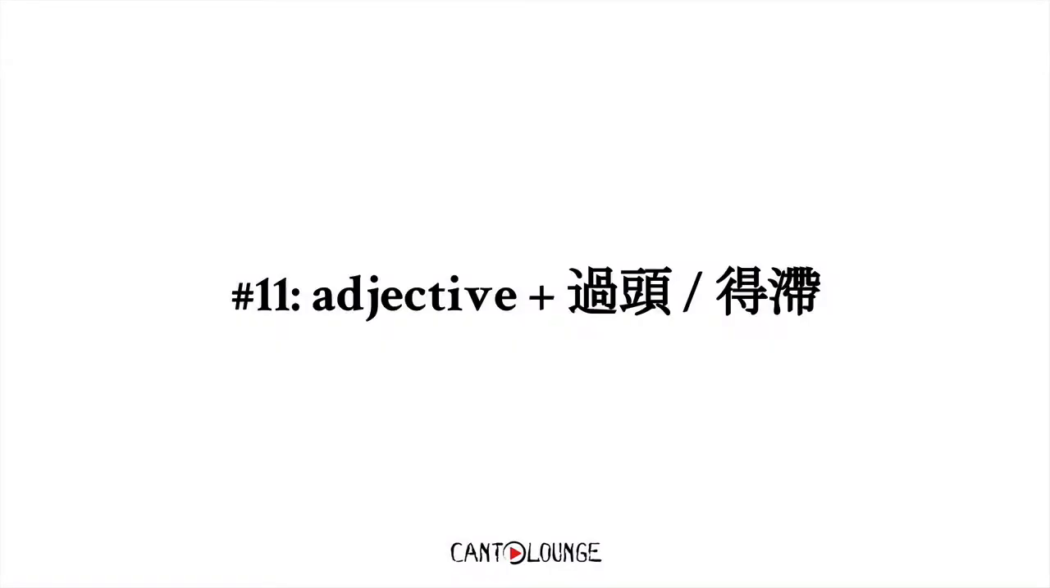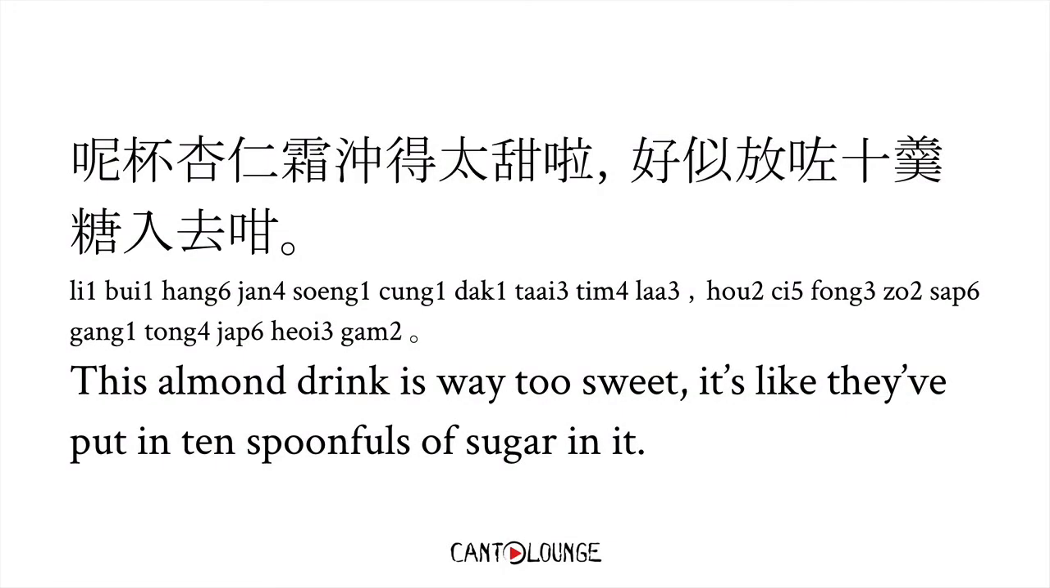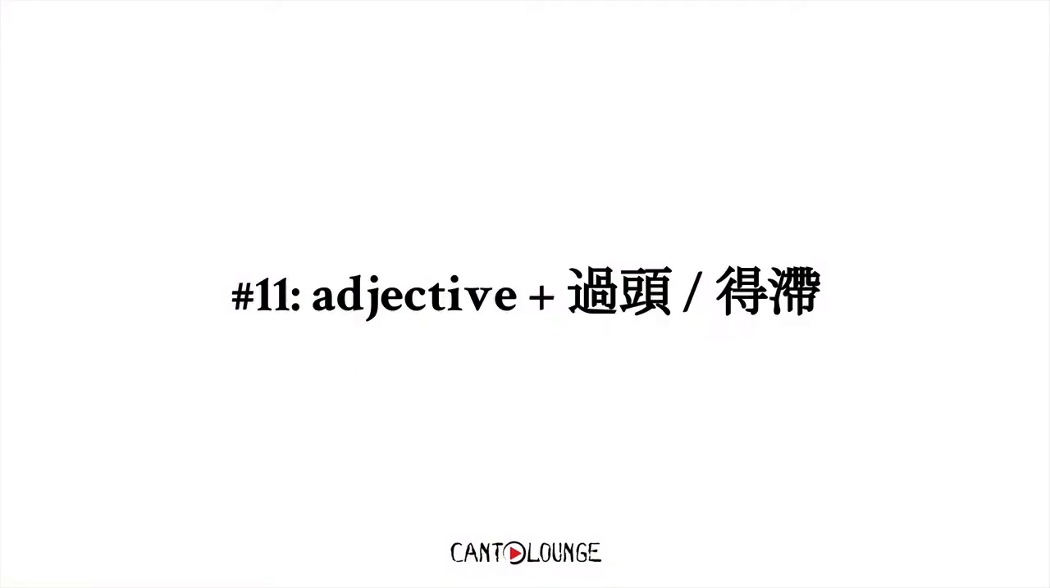Moving on. Pattern number 11, adjective plus 過頭 or 得滯. Oh, by the way, I think I forgot to mention this. We had a couple more variations of this pattern, but once again, this is already a very long video lesson. So I recommend that you check out the post below if you're watching this on Cantolounge, or hop on to Cantolounge.com. There's a video link in the description box if you're watching this on YouTube, to check out the post for a full, unadulterated version. Sorry. Moving on. Anyway, we have pattern number 11, adjective plus 過頭 or 得滯.